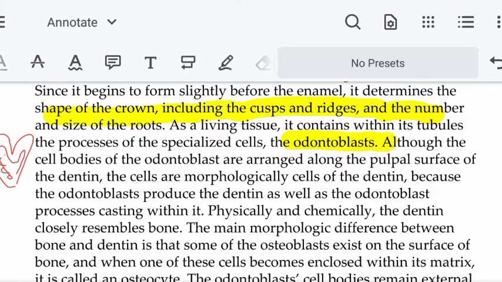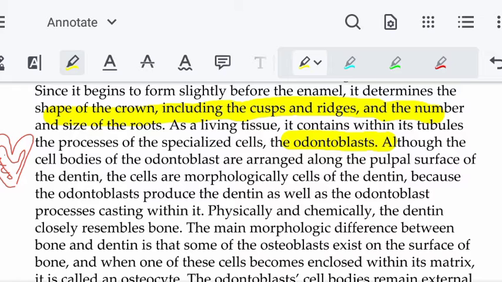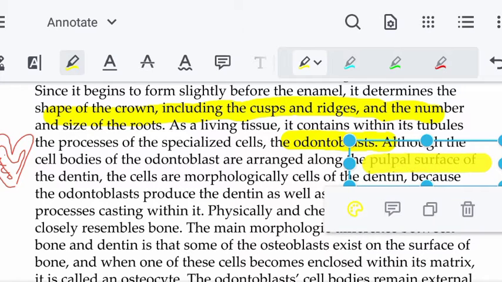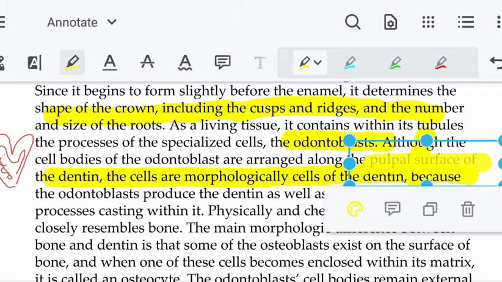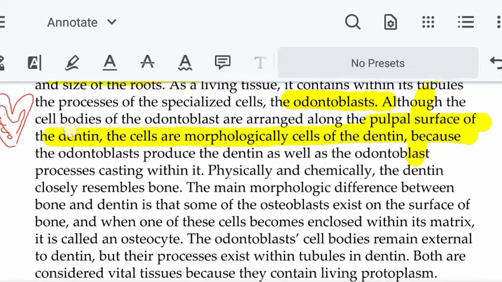Although the cell bodies of the odontoblasts are arranged along the pulpal surface of the dentine, the cells are the morphological cells of the dentine. So, along the pulpal surface of the dentine they are present. The odontoblasts produce the dentine as well as the odontoblast processes lying within it.